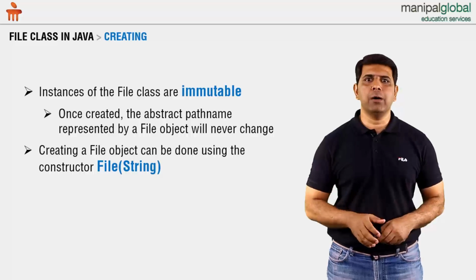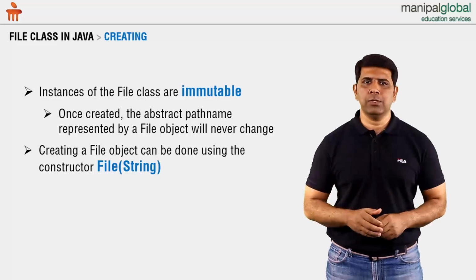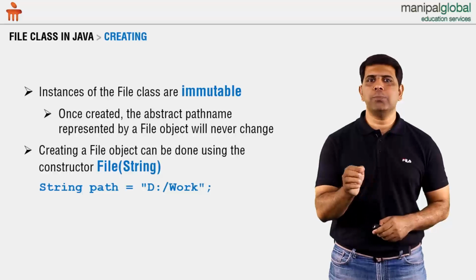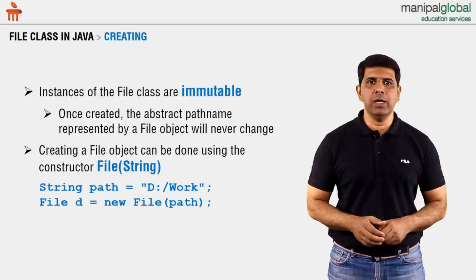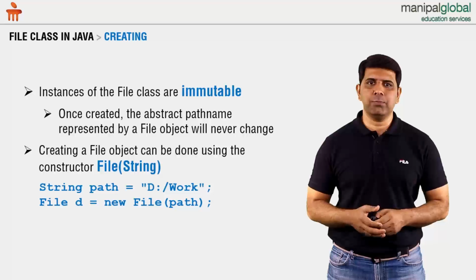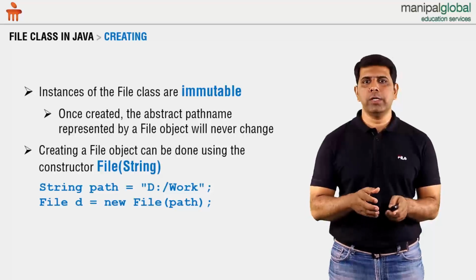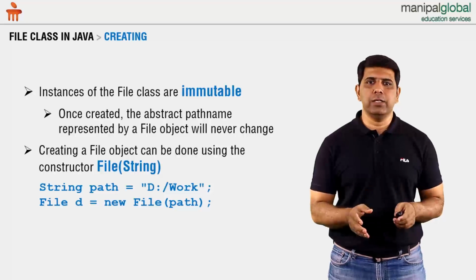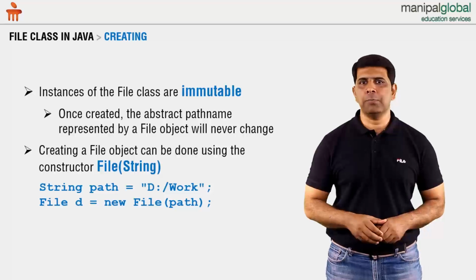Creating a File object can be done using the constructor File with a string file name. For example, I may define a string path equals D:/work, and assuming that that's a folder, I can now say File d equals new File of that path. Now, we don't know whether that exists or not, we don't know whether it is a file, we don't know whether it is a directory, but we just created that. It doesn't have to be an already existing file or directory. We just represented this abstract name.